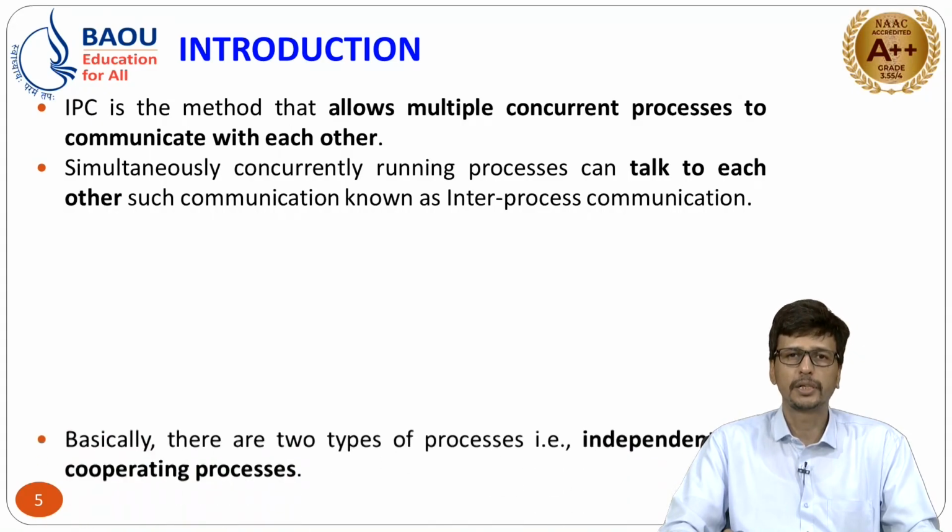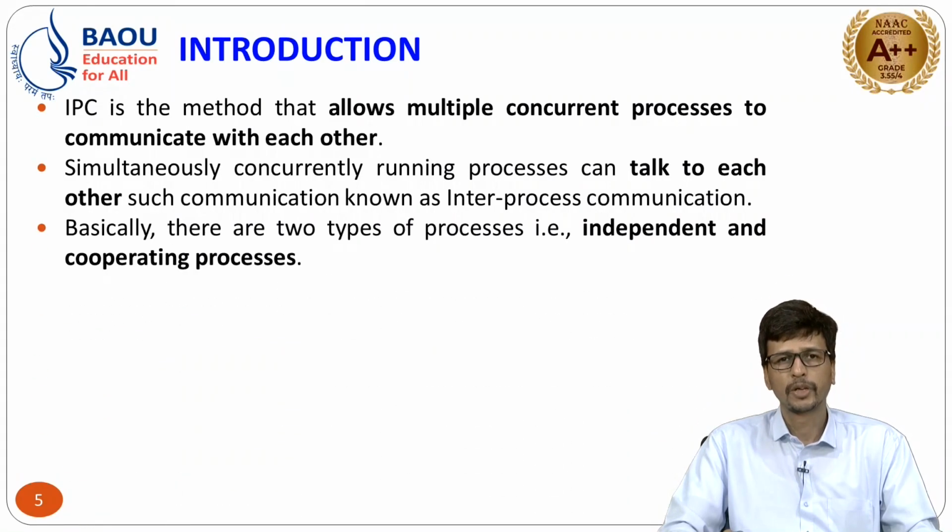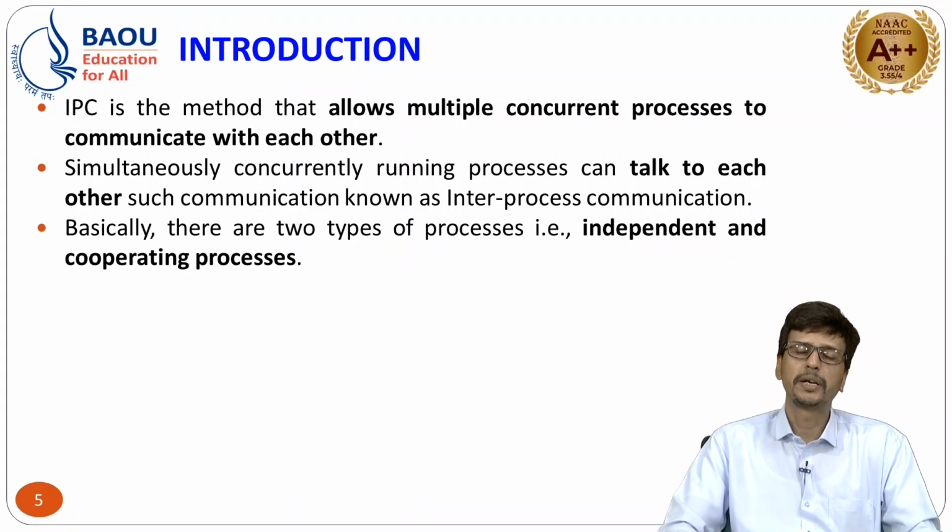Now they are communicating by using multiple ways. So you can say that processes are divided into basically two types. One is independent processes and second one is cooperating processes. Now understand these two terms. What are independent processes? Processes which are not related with each other will be considered as independent processes.